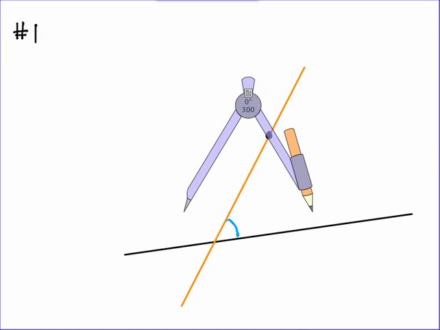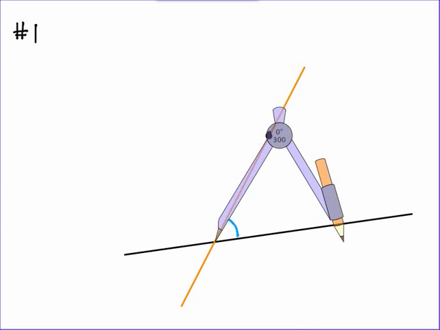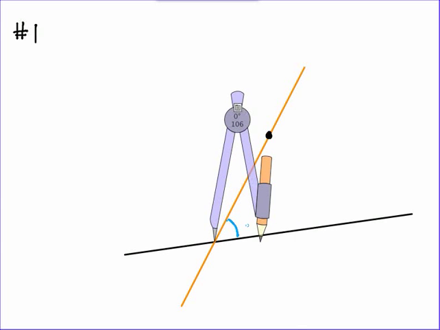So remember how we duplicated things before? The very first thing, go ahead and grab a compass. Make sure you've got a compass. I'm going to go ahead and move my compass down. Duplicate the angle because we're going to make congruent alternate interior angles.